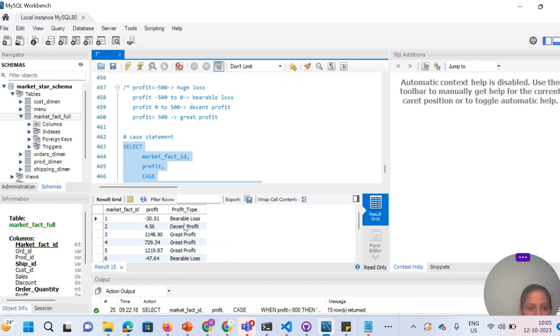See, if the profit is more than 500, it's a great profit. See here. If profit is between 0 and minus 500, it's a bearable loss. If it's between 0 and 500, it's a decent profit. So we can see the different results based on the conditions we have specified here. Great profit, decent profit, bearable loss.